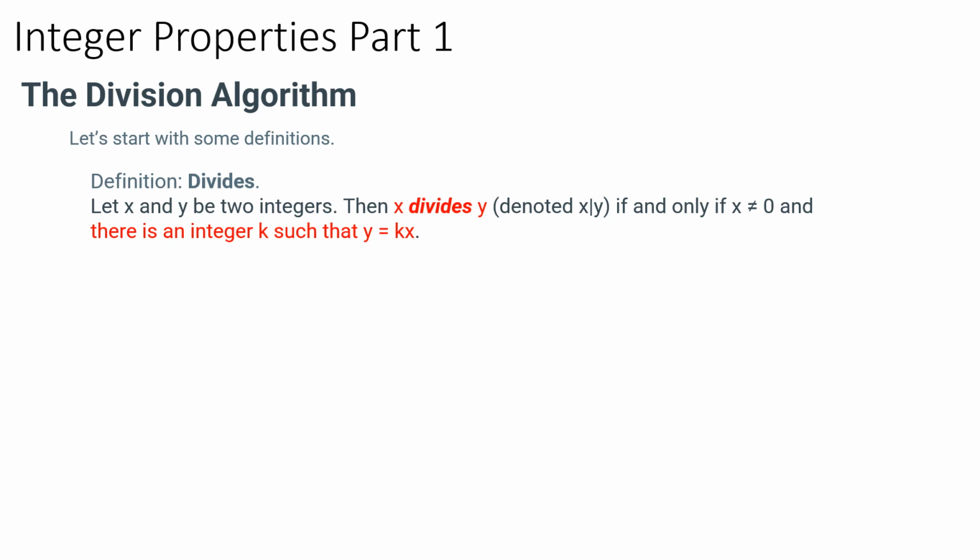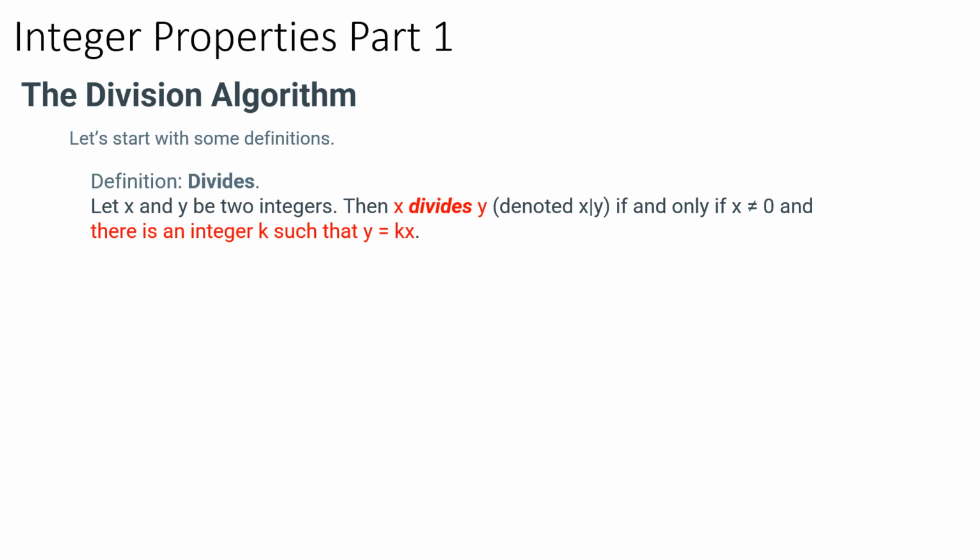We'll start by learning about the division algorithm. But before we really get into that, we need to start with some definitions. So let's talk about the word divides. What does that mean? So if we have two integers, x and y, then we would say that x divides y, denoted x, then the up and down symbol, the pipe symbol, y.